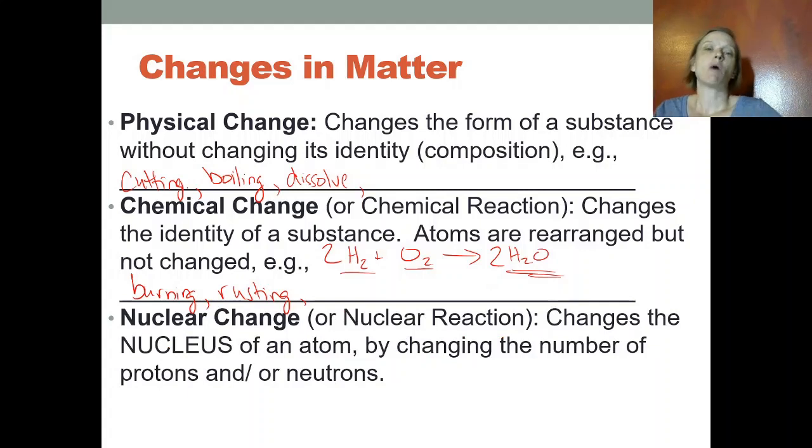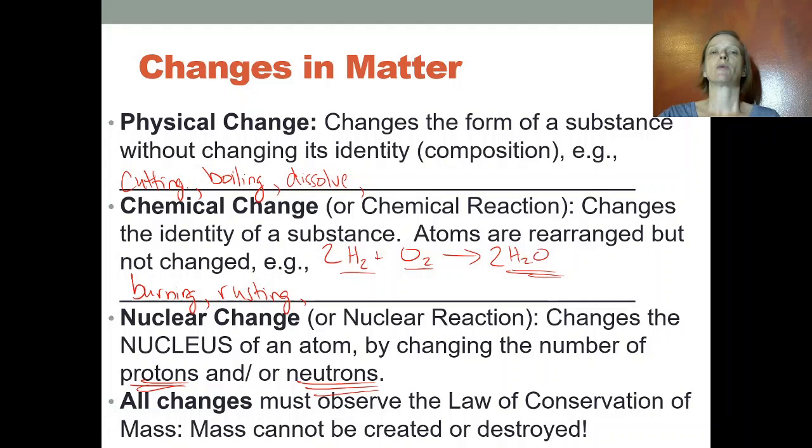Nuclear changes are what we're talking about in this topic today. A nuclear change changes the nucleus of an atom. So that means, if you remember what particles are in the nucleus, we're either changing the number of protons or we're changing the number of neutrons in the nucleus of the atom. This is not something that we would ever do in a chemistry experiment, but we do learn about it in chemistry class.